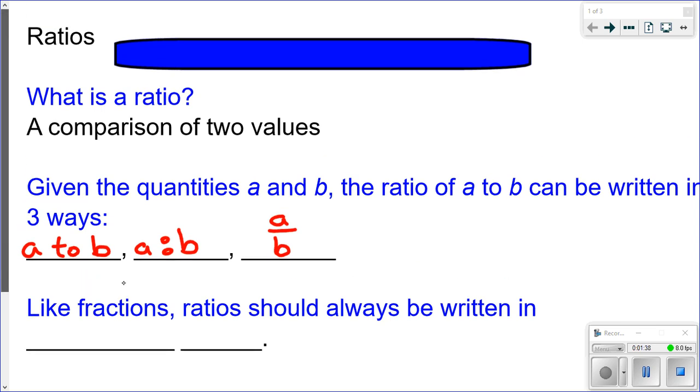Now, this is really important. Like fractions, ratios should always be written in simplest form. So remember, whenever you have fractions, you should always simplify them because it makes your life easier and it makes it easier for other people to understand what you've done or what you've written.